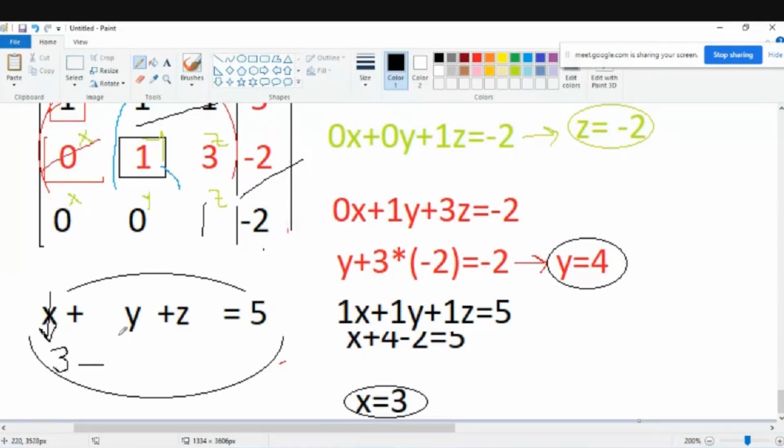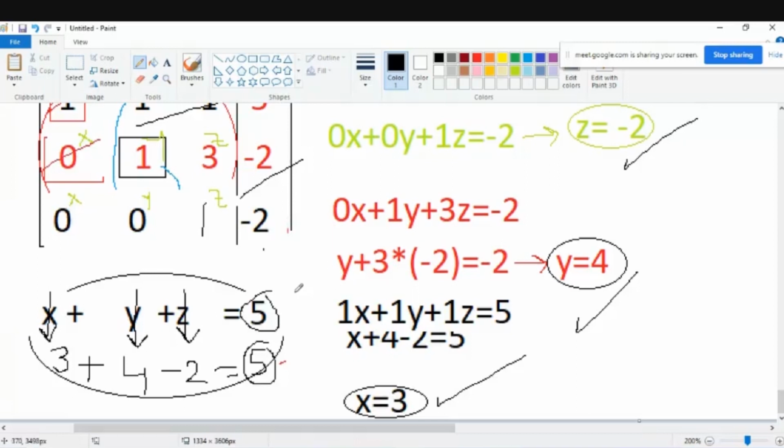Plus, remove this y and give me the value of y. What is the value of y? Yes, the value of y here, we wrote it 4. Remove this z and put the value of z. The value of z, how much? Negative 2. Now try to compute those. 3 plus 4 is 7. 7 minus 2 is only 5. Then correct, this 5 is the same as this 5. That means my solution is correct. Is it clear? Yes, clear.